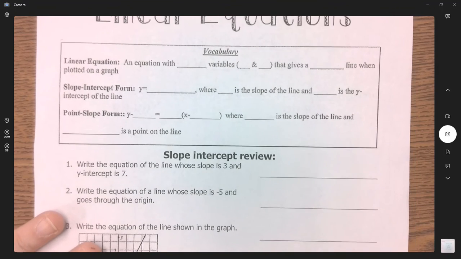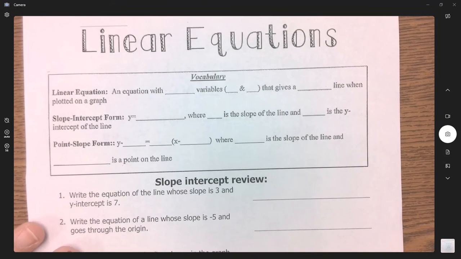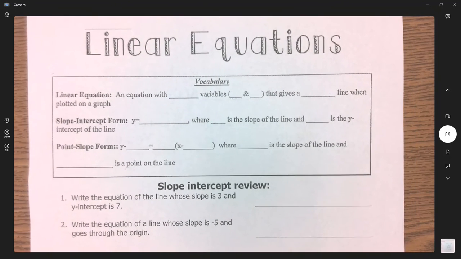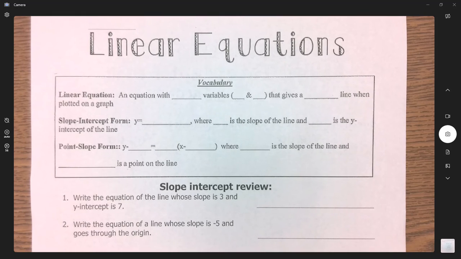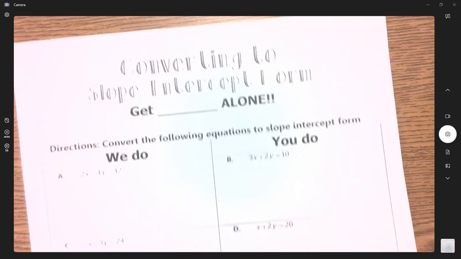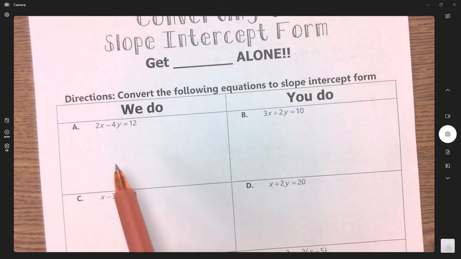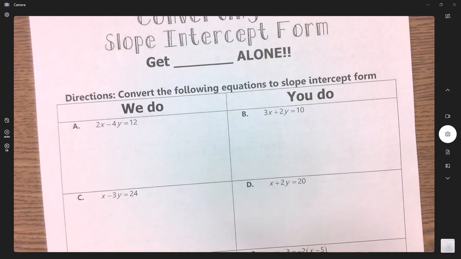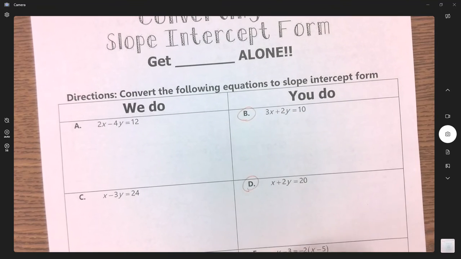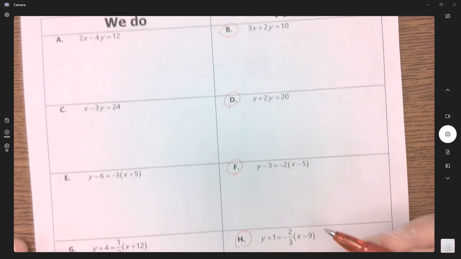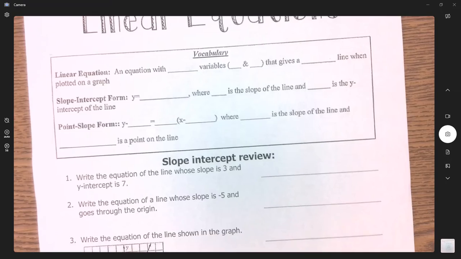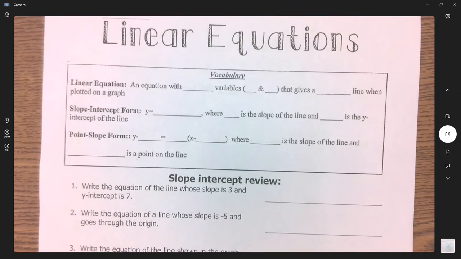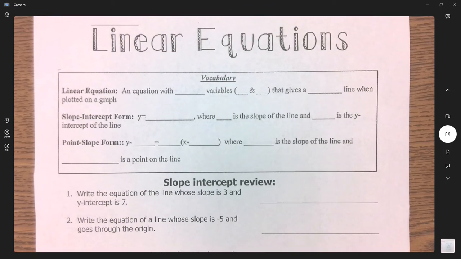I'm sorry, I am feeling super poopy today, but we are going to go over linear equations really quick. On this sheet, you need to complete the front and problems B, D, F, and H on the back. So let's take a look at this. This should be a review for you going into our next unit.